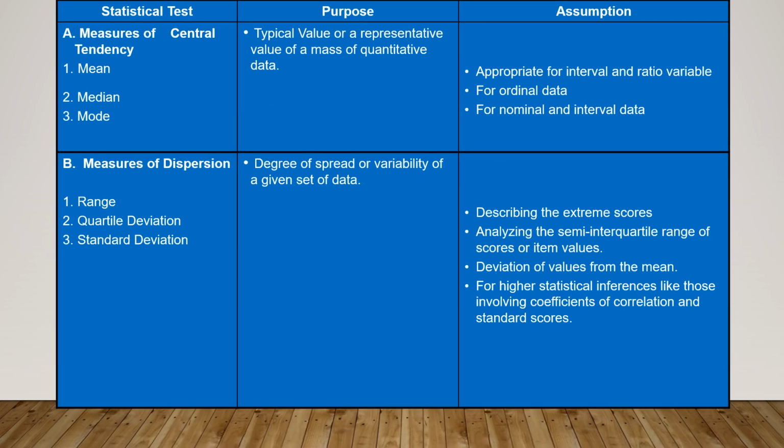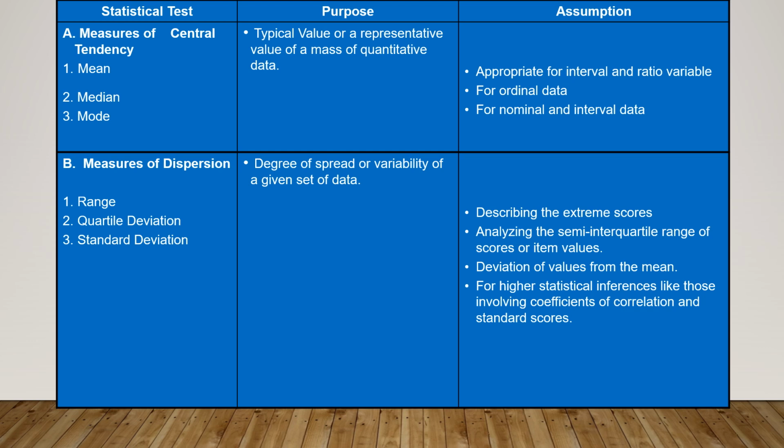Let us have the statistical test, purpose, and assumption. Under the statistical test, we have the measures of central tendency. So we use the mean, median, mode. For the purpose, it is a typical value or a representative value of a mass of quantitative data. For the assumption, it is appropriate for interval and ratio variables, and it is also for ordinal data, and it is also for nominal and interval data.